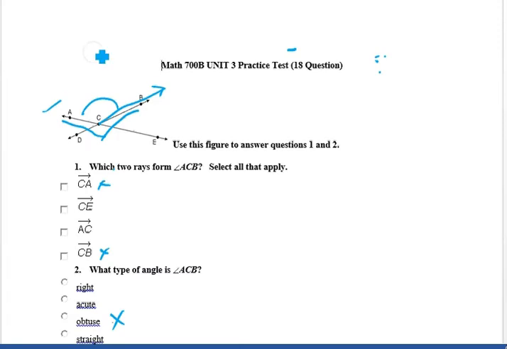So here we go. Which two rays form angle ACB? So it's going from A to C to B. A ray has a definite starting point, and both the rays are going to start at C. So CB is a ray, and AC is a ray. So those are my two rays, CB and CA.